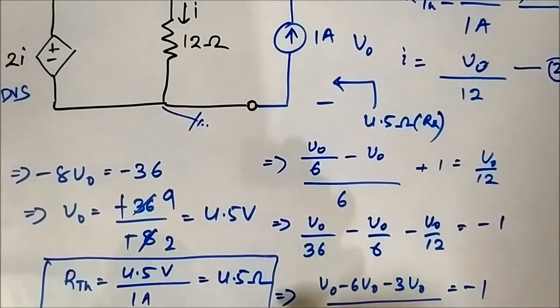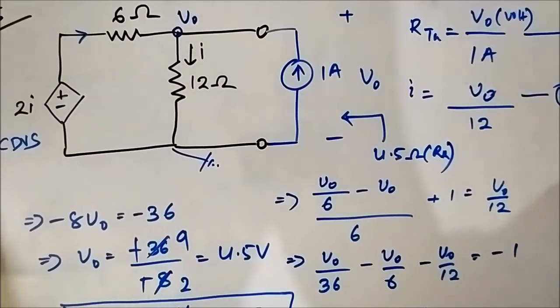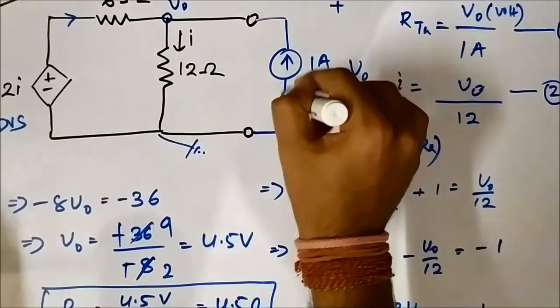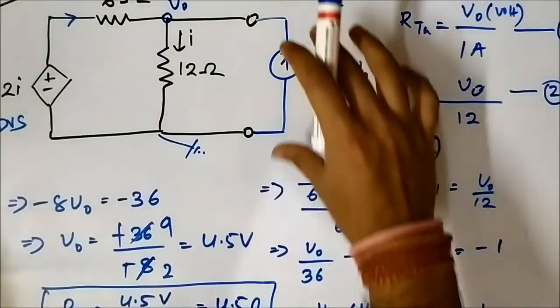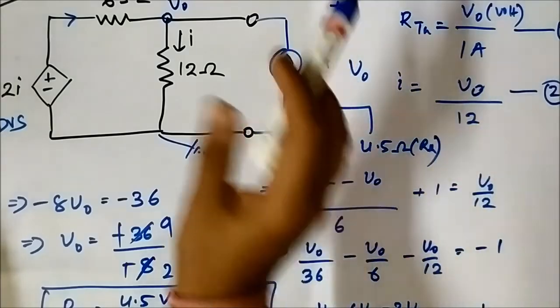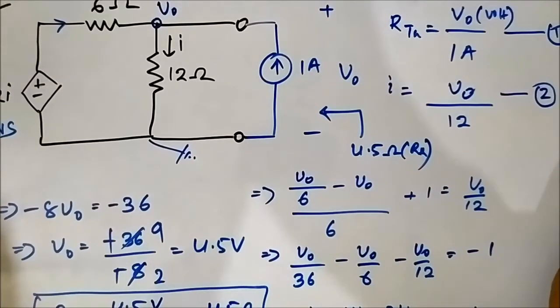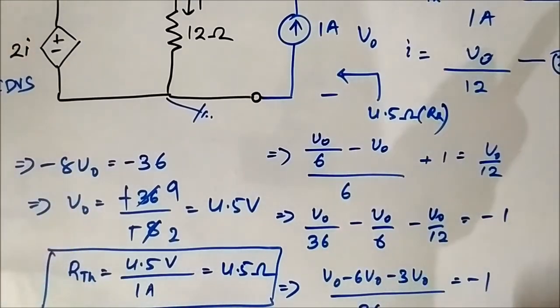So VTH is 0 volt, as there are no independent sources present in this circuit, only RTH was there to calculate. So we connected a 1 ampere current source, the exciting current source. We calculated the terminal voltage V0 by applying nodal analysis. We got V0 as 4.5 volt. Then we used this simple equation to find out RTH, which is 4.5 ohm. So this is the fifth question related to Thevenin theorem application to circuits involving dependent sources.